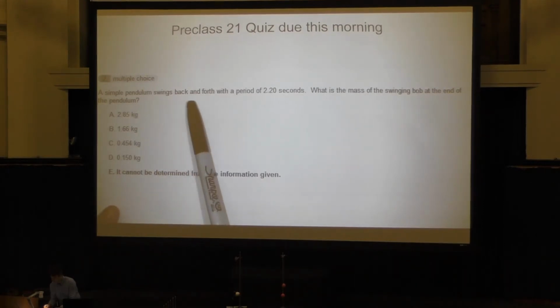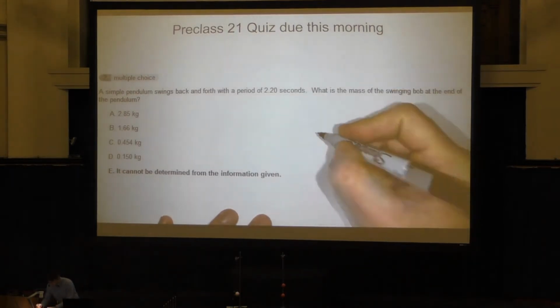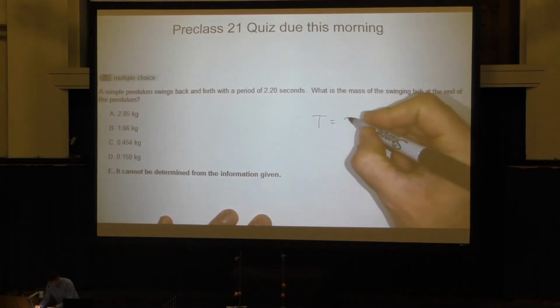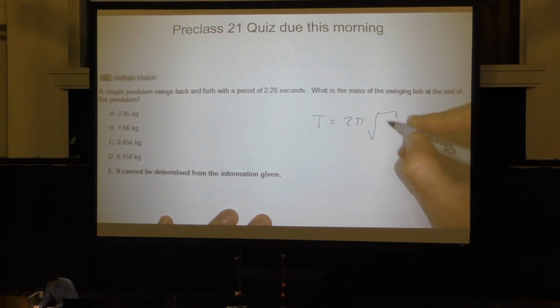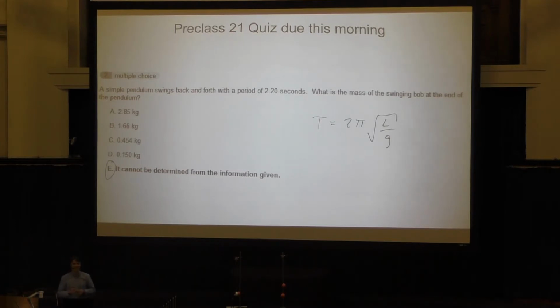A simple pendulum swings back and forth with a period of 2.2 seconds. What is the mass of the swinging bob at the end of the pendulum? Okay, so the period, once again, is T equals 2 pi times the square root of L over g. Never mind. Can't do it. It doesn't depend on the mass, right? So that was a trick question, sorry. Thought I was about to do a math problem.